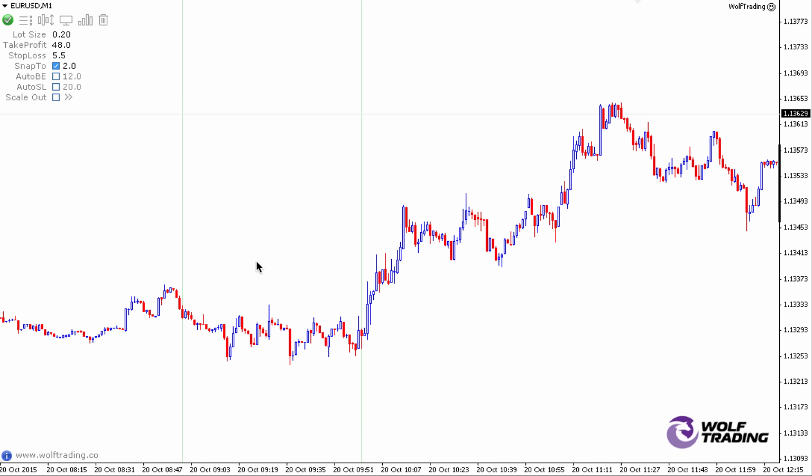Okay, this is a recap of the Euro-US pair for the 20th of October 2015. I only trade the first part of the European session, so let's deal with the opening of Frankfurt and London. Okay, let's look for a trigger.